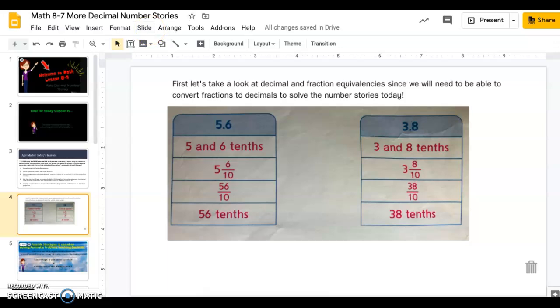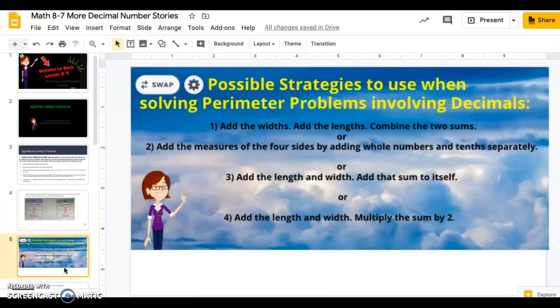All right, now when we look at solving perimeter problems involving decimals, there are a few different strategies that you could use. I'm going to share with you the 4 here and then show you 3 of them that I think probably make the most sense. And like I said, some of the strategies might not make sense to you. Some might make more sense than the others. Ultimately, choose the one that works best for you.